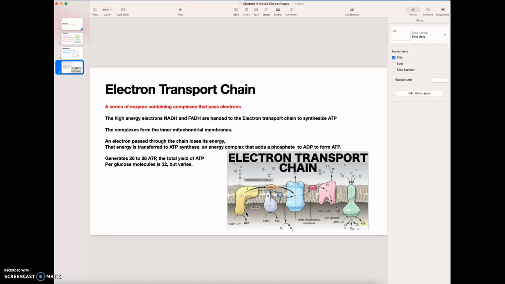The electron that passes through the chain loses its energy. As it goes on, it loses more and more energy. It is then transferred to ATP synthase, located here, an energy complex that adds a phosphate to ADP to form ATP. The electron transport chain generates 26 to 28 ATP. The total yield of ATP per glucose molecules is 32, but it varies.